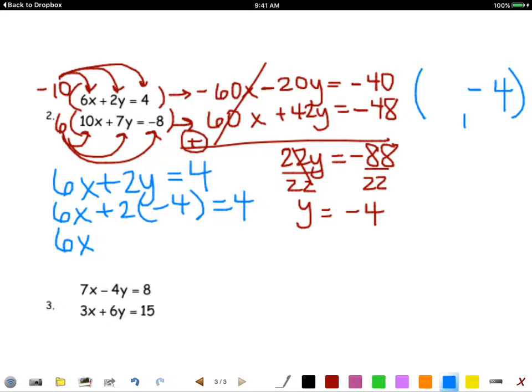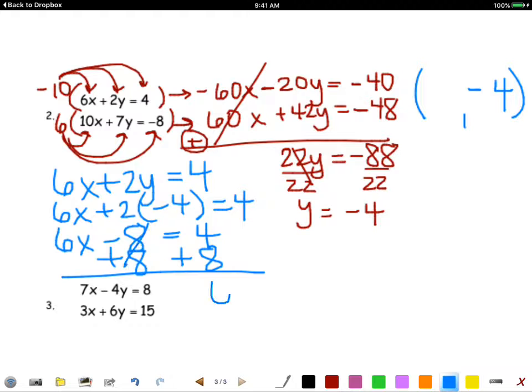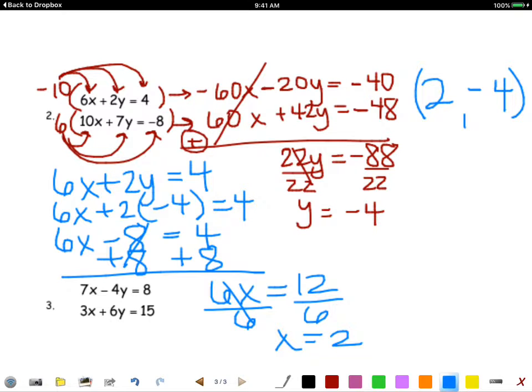Minus 8, because 2 times negative 4 is a negative 8, so it would be minus 8. It's okay if you did the bottom one. The final result will be the same, and if it isn't, I can go back and use the bottom one so you can figure out where you went wrong. Then you should add 8 to both sides. So you get 6x equals 12. Divide by 6, and x equals 2.